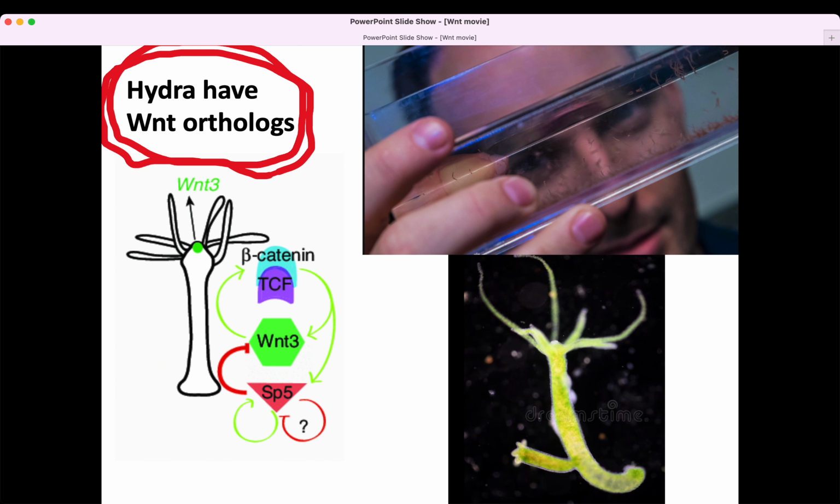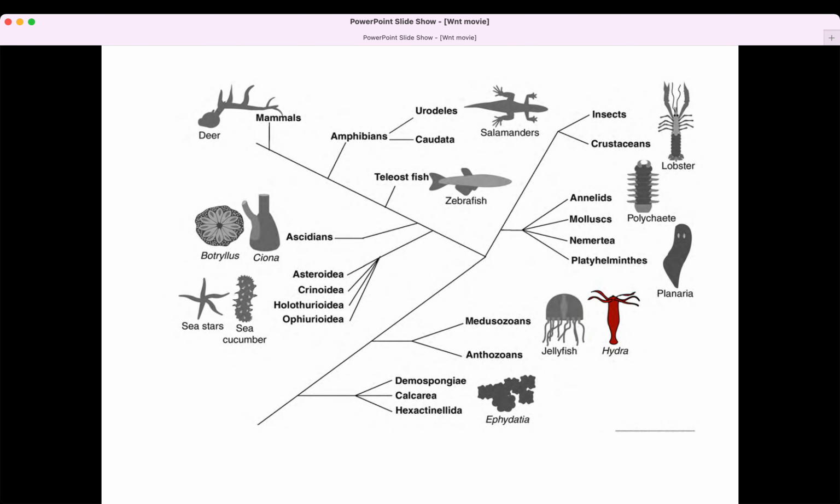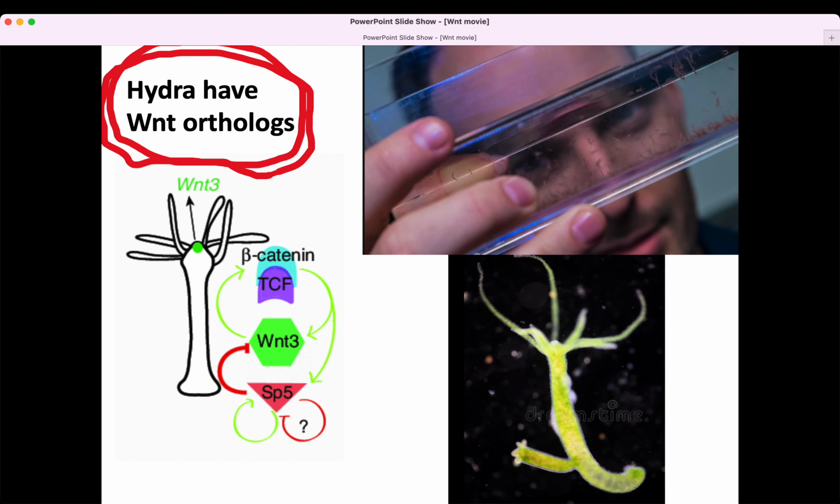Over on the left, Hydra have Wnt orthologs. That's why I'm showing you this. All animals do. If Hydra does and we do, everything in between does too. Salamanders and so forth. Okay?